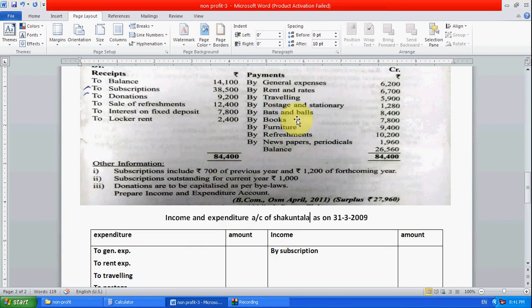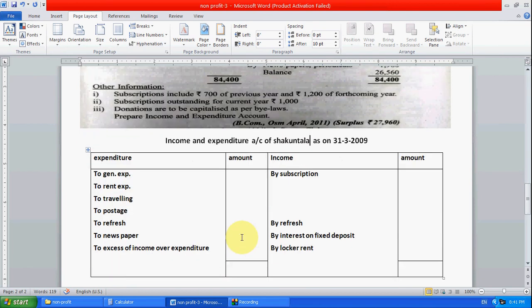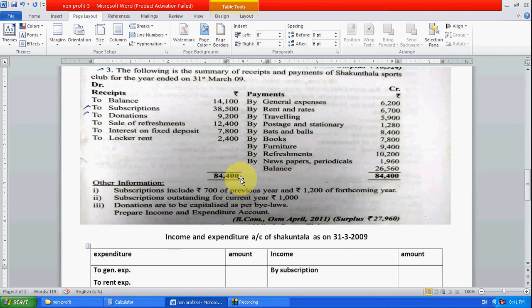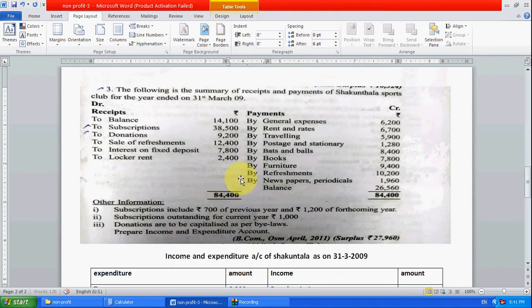What are the expenses? General expenses 6,200. In the income and expenditure account we don't have to take any assets, we just have to take income and expenses only. So write here how much general expenses: 6,200.